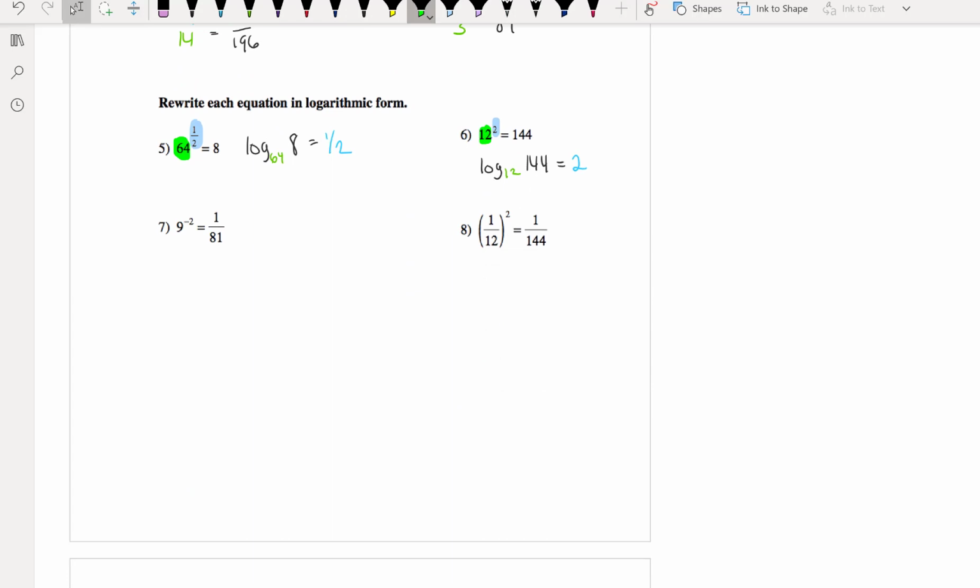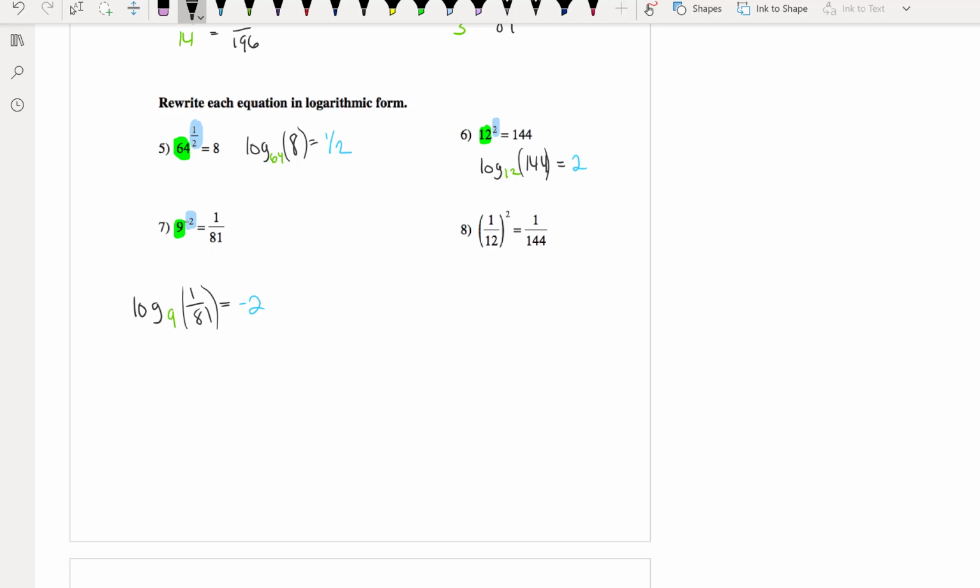Let's try that one more time. I have my base, so I'm going to say log base 9, and it's equal to what my exponent is going to be. The exponent in this case is -2. On the inside, I'm going to write 1 over 81. Sometimes you can write it with parentheses or without parentheses. It doesn't change anything if you decide to write it with parentheses.